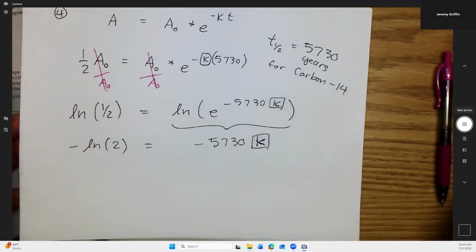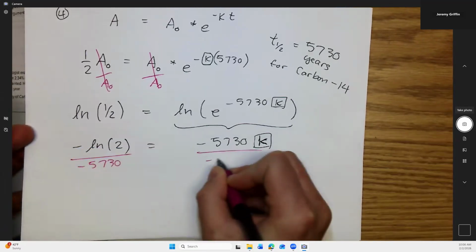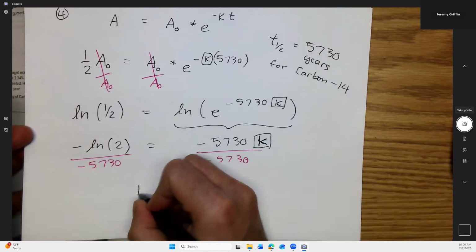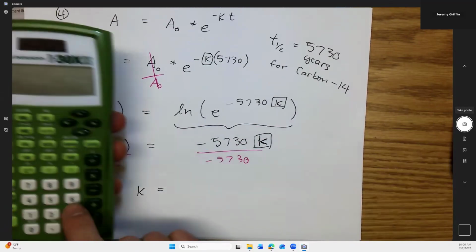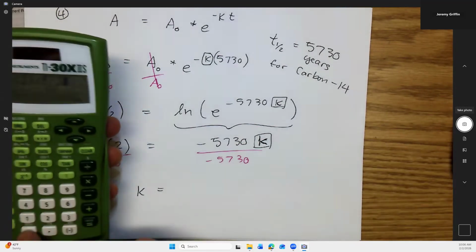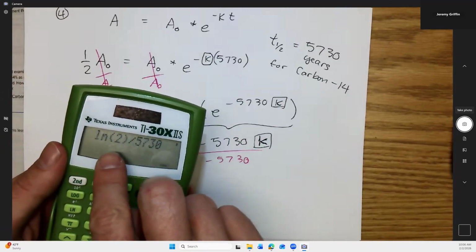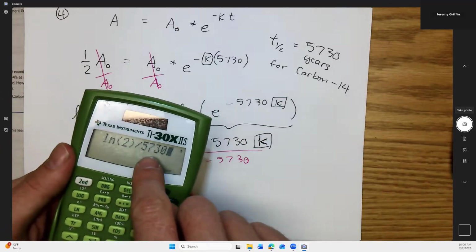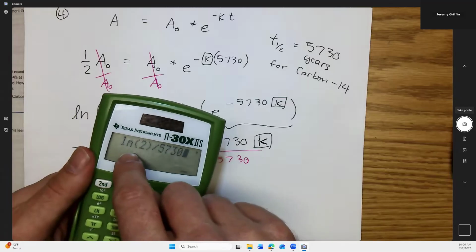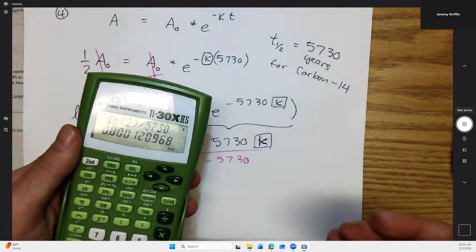Make these connections. We're one step away from getting k, which is dividing by negative 5730. The negative is going to cancel, so k is natural log 2 divided by 5730. If you step back to the big picture: if you know the half-life of something, for carbon 14 it's 5730 years, you very simply take natural log of 2 and divide by the half-life, and that will tell you the k value. You see it?